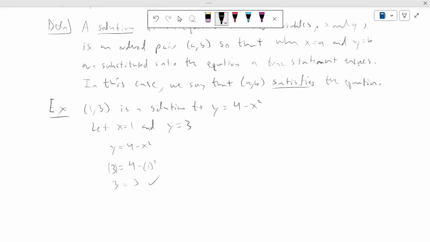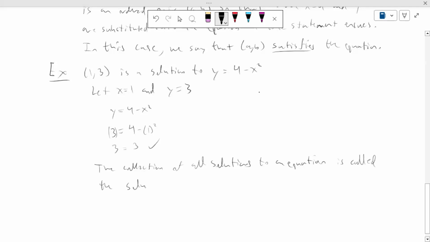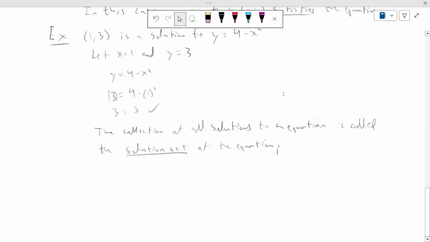Okay. I'll make one more quick definition here. The collection of all solutions to an equation. So there could be more than one, there could be infinitely many for all we know. So the collection of all solutions to an equation is called the solution set of the equation. Okay. All right.